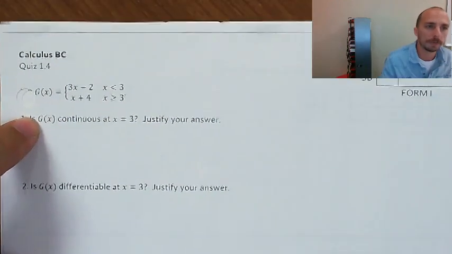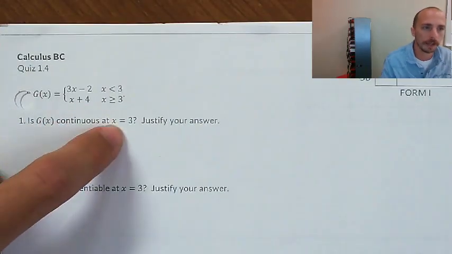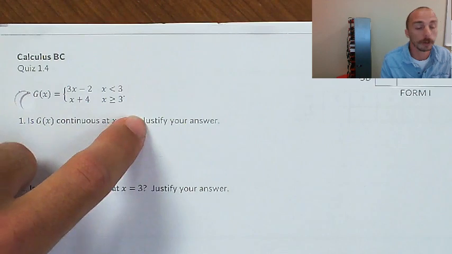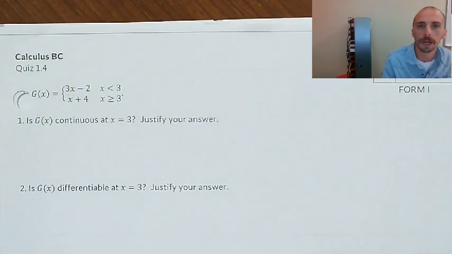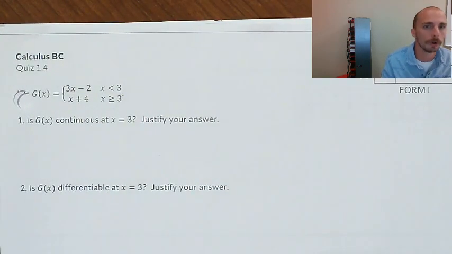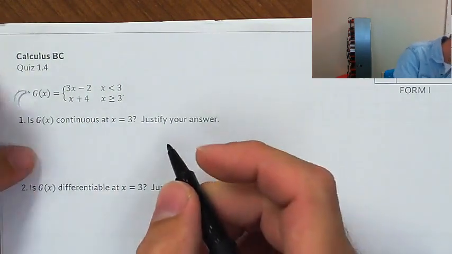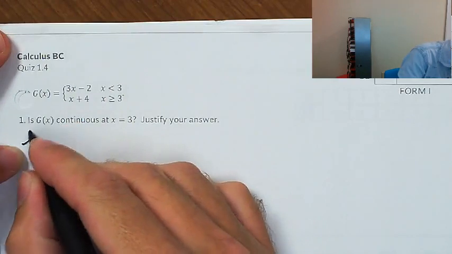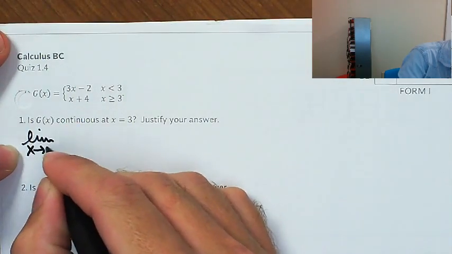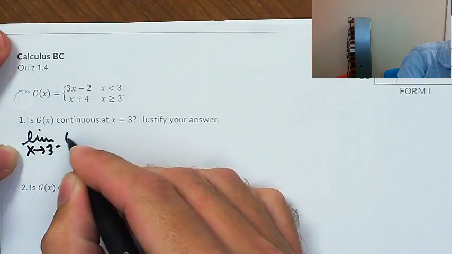First question here, we've got a piecewise defined function. Is it continuous at x equals 3? Justify my answer. Okay, you might not have justified it the same way I did, and that's okay. We're not strict on our justifications yet. We will be eventually. But for now, what we're interested in is the limit as x approaches 3 from below.